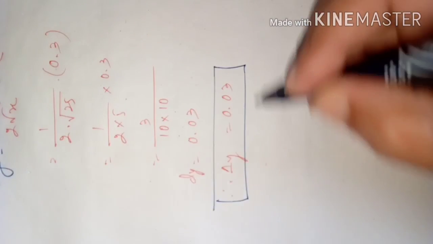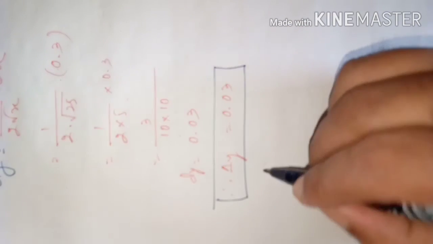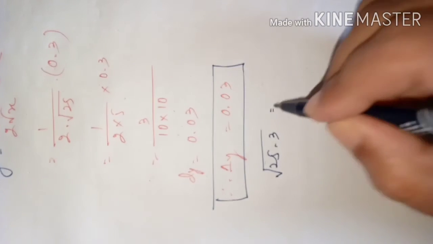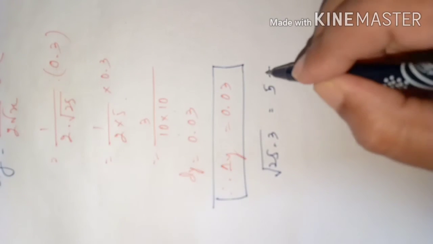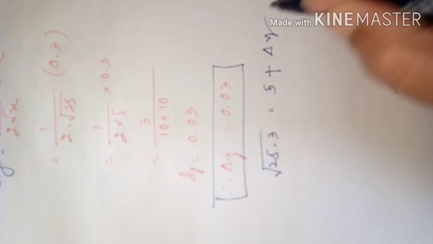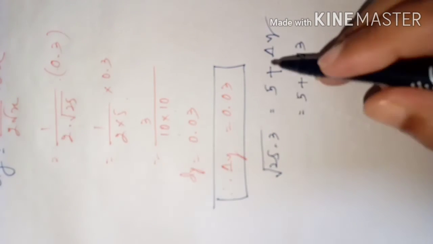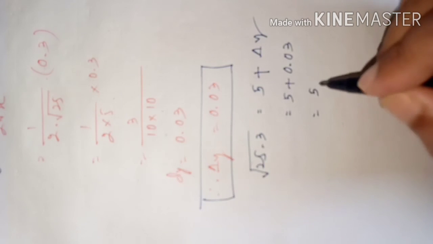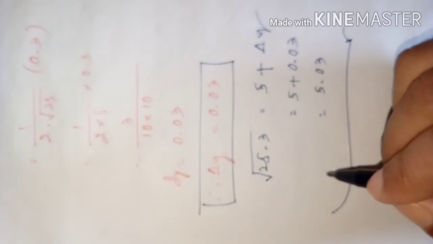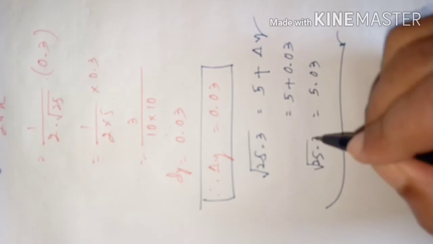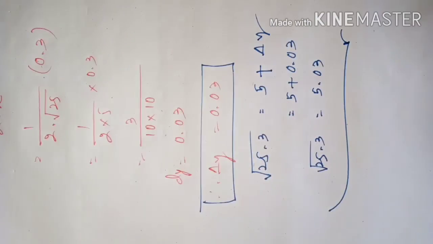Now we are ready to write the value of under root 25.3, which is equal to 5 plus delta y. That is equal to 5 plus 0.03, because delta y is 0.03. That is equal to 5.03. So this is the approximate value of under root 25.3. One more we will see.